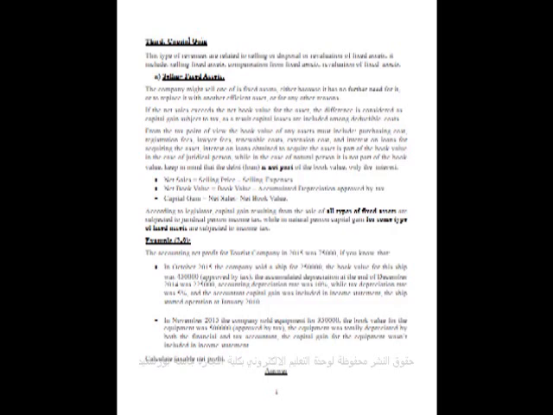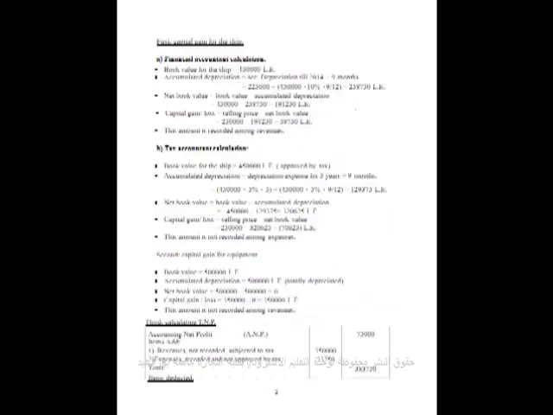In November 2015, the company sold an equipment for 350,000. The book value for the equipment was 500,000. And remember, it was approved by the tax. The equipment was totally depreciated by both the financial and the tax accountant. The capital gain for the equipment was not included in the income statement. Required, calculate the TMB. The first number is revenue not recorded subject to tax, the 350,000.